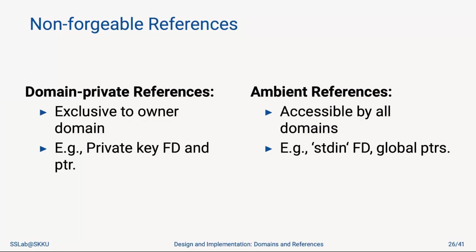Capacity then splits program references into domain private references and ambient references. The domain private references are exclusive to their owner. On the other hand, the ambient references are accessible by any domain.